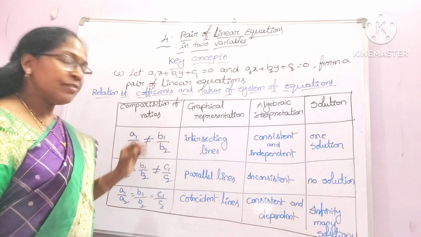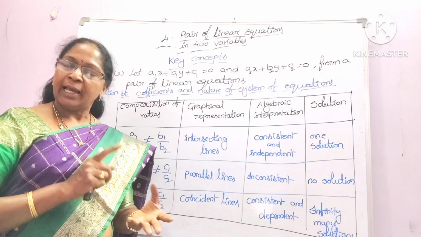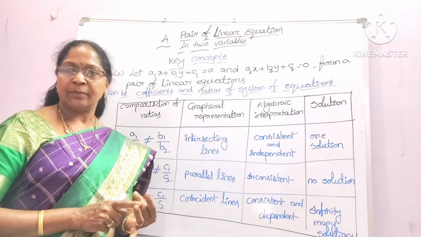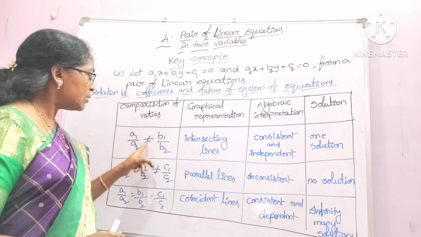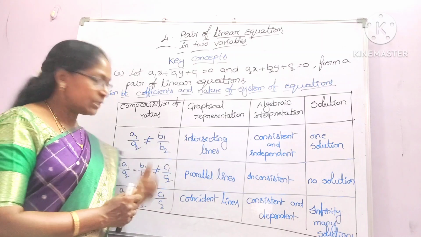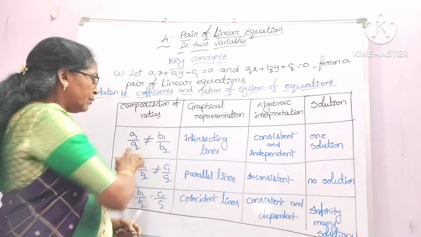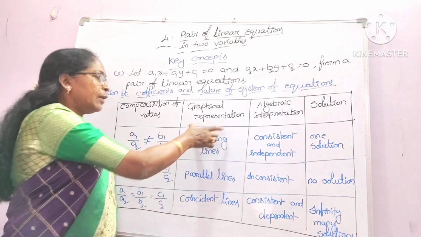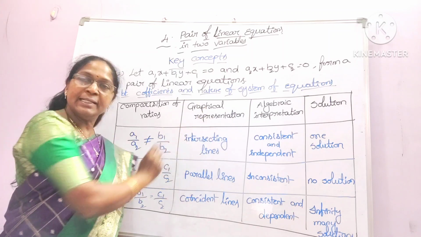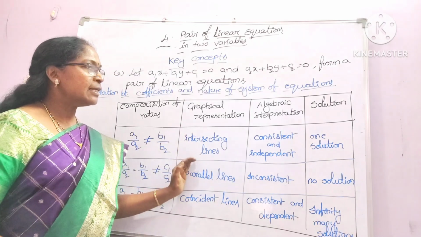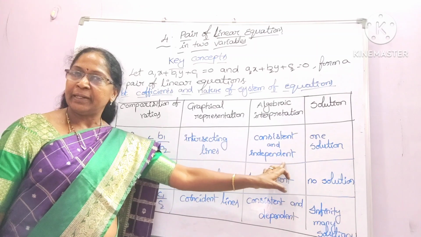Here, comparison of ratios. The coefficients are A1, B1, C1 as well as A2, B2 and C2. These 6 are the coefficients. In this, the first condition is A1 by A2 is not equal to B1 by B2. If these two ratios are not equal, then on the graphical representation, what will you get? Intersecting lines you will get. Algebraic interpretation: those are consistent and independent.